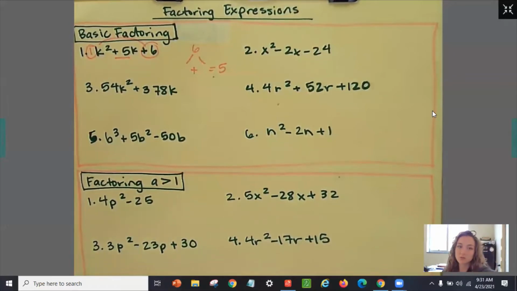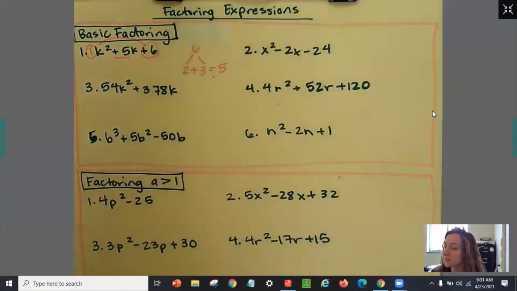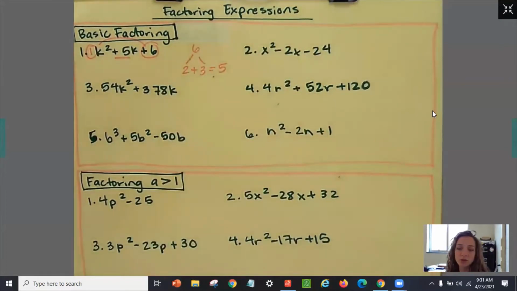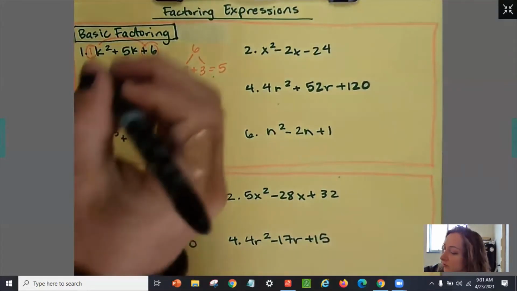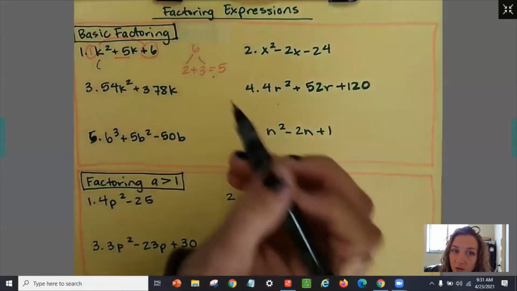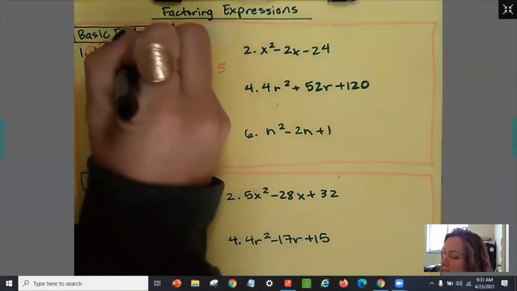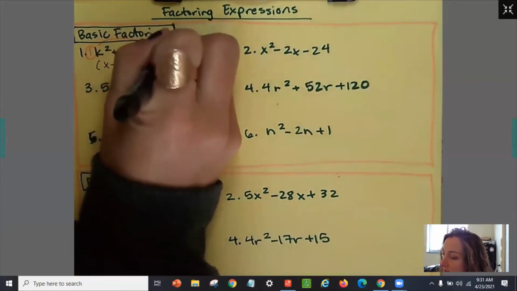So you can see that you're going to be using 2 and 3 to get to 5 because 2 times 3 is 6 and 2 plus 3 is 5. You couldn't use 5 and 1 or 1 and 6 because you would have to have a negative to get to the value of 5. Alright, so since our values are 2 and 3, we can just jump straight to our answer since this is the basic factoring with the 1 in the front. So it's going to be x plus 2 times x plus 3.